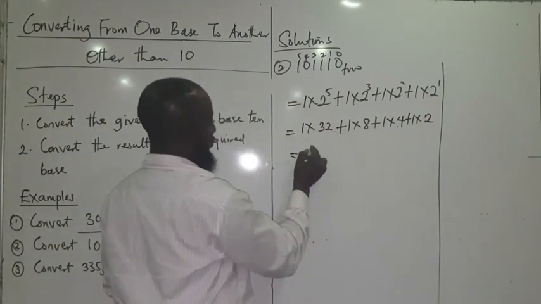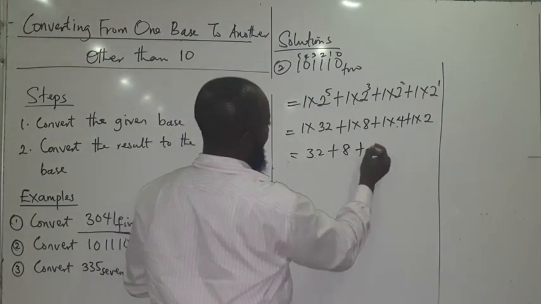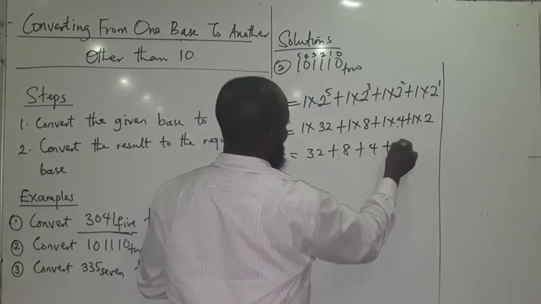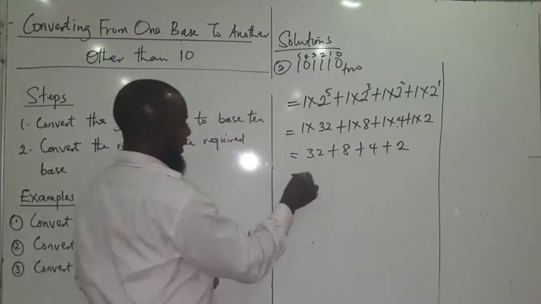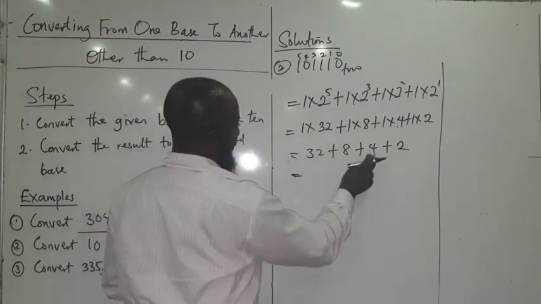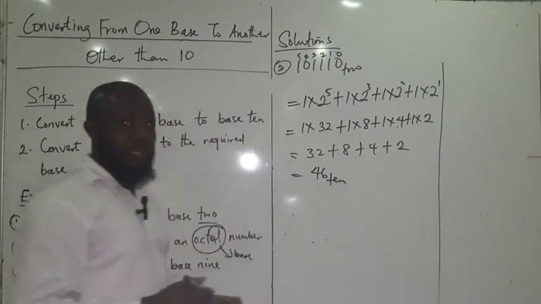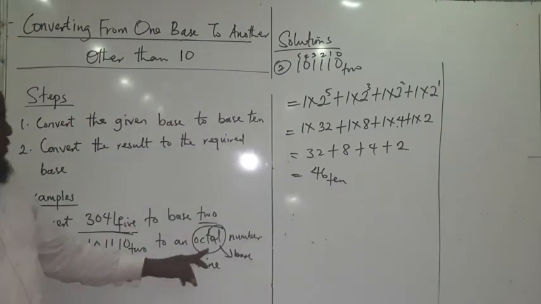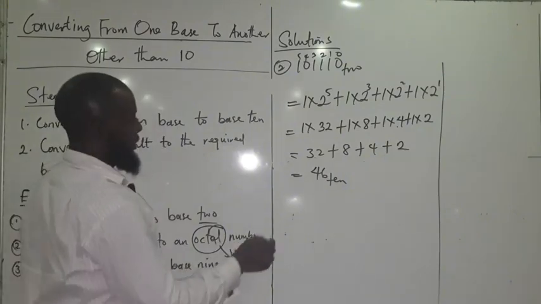So let's now multiply. 1 times 32 is 32. 1 times 8, 8. Plus 1 times 4, 4. Plus 1 times 2, 2. I hope I'm making sense. So we have everything together here. 32 plus 8 is 40, 44, 46. Now we have 46 base 10. That's not our final answer. Don't forget, we were asked to convert it to base 8.